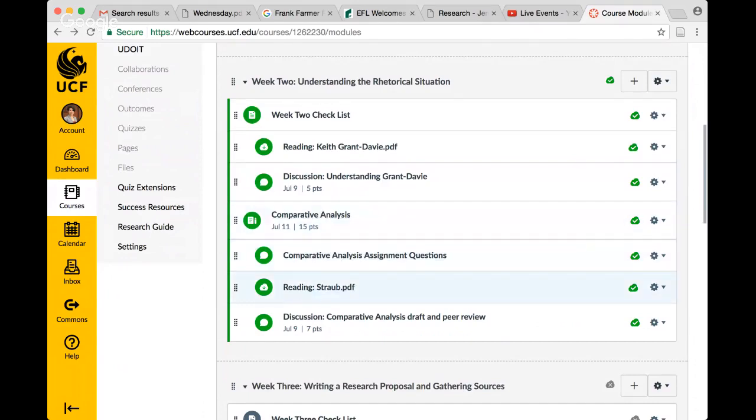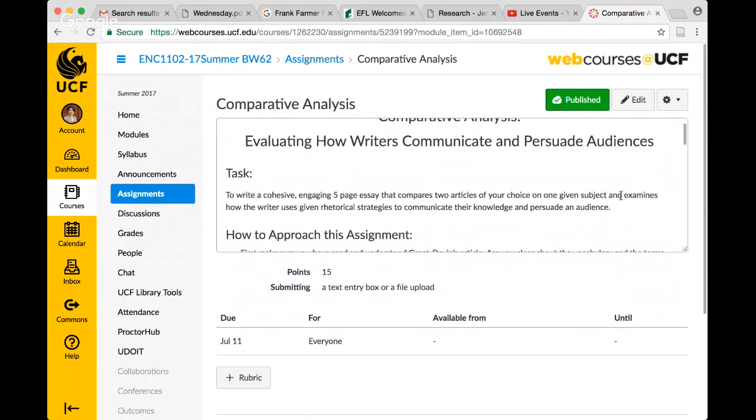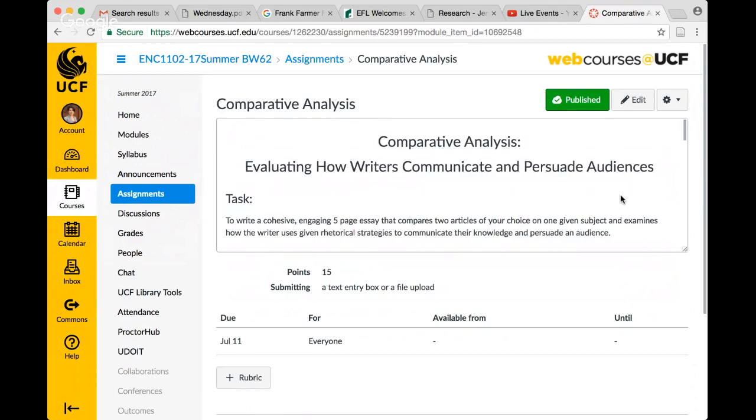So let's go ahead and look at your comparative analysis assignment. So you can see here, this analysis is evaluating how writers communicate and persuade audiences.